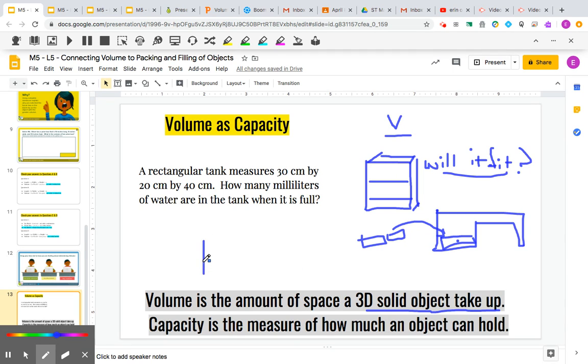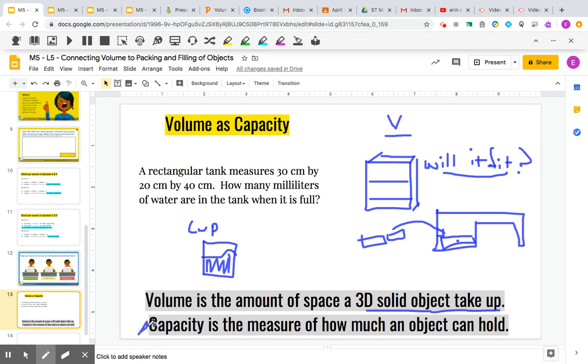But what about a cup of water? A cup of water is a three-dimensional object. It has length, width, and height. So it is three-dimensional and it is solid. And a cup does take up space. So I could find the volume of a cup. But the volume only tells me the amount of space it has.